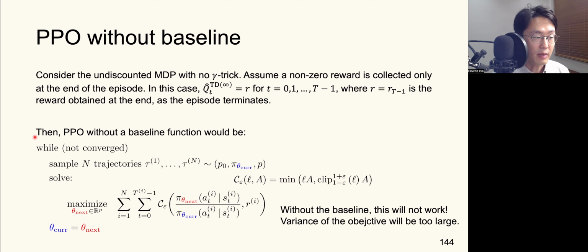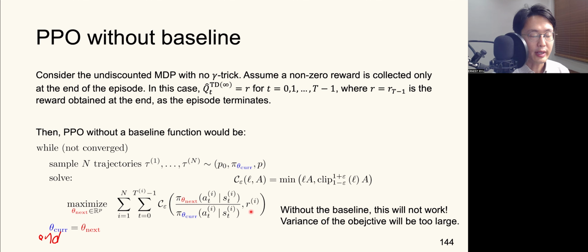Okay, so then in this setting, a PPO without a baseline function, the algorithm will look like this. At every iteration, we sample n IID trajectories from our current policy. Then we form the PPO clipped loss function, and we maximize with respect to the parameter theta, and we'll do early stopping as we usually do. And that's it. And then we update our policy parameter theta. And in place of the advantage estimate, we're not going to use the baseline function, so we'll just simply plug in the TD infinity Q estimate. So that's just the reward. So here, in place of the advantage estimate, we just plug in the terminal reward.